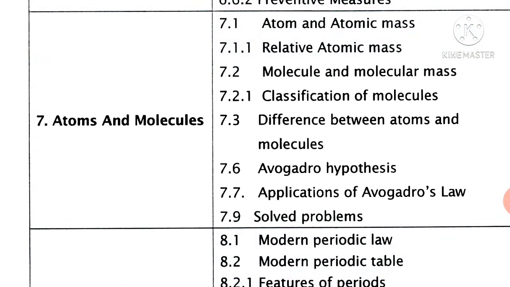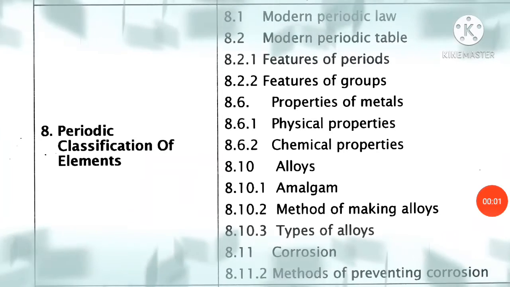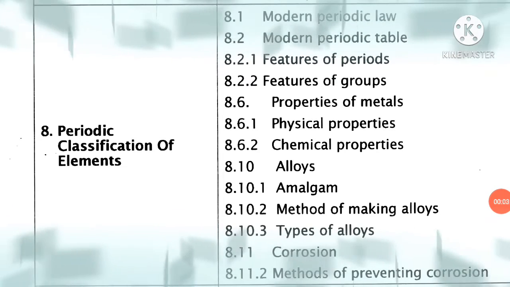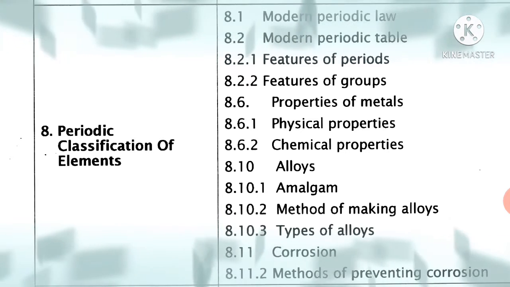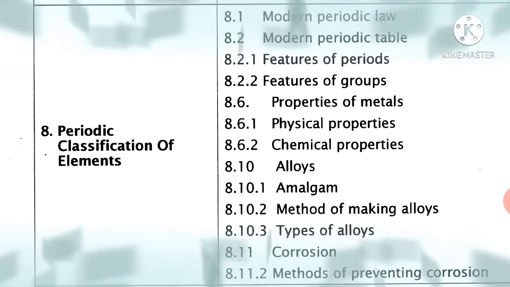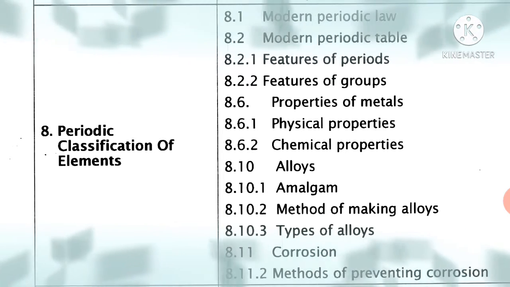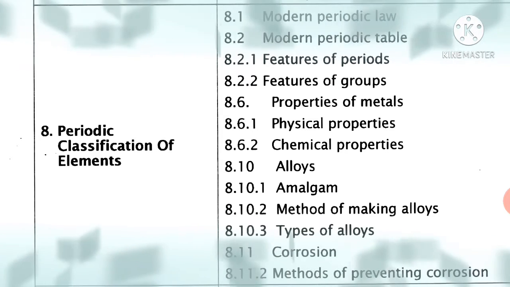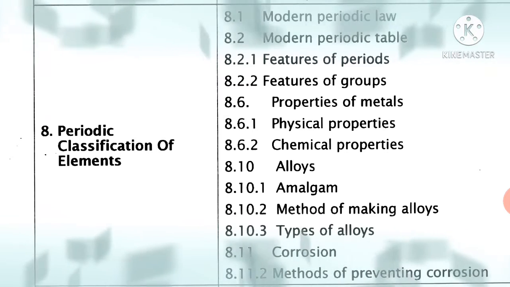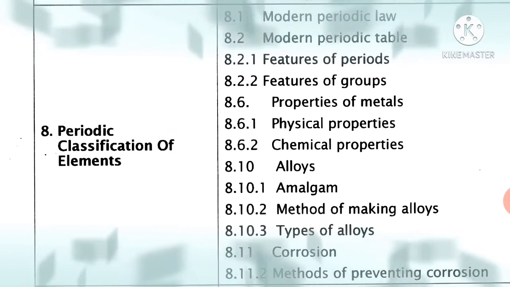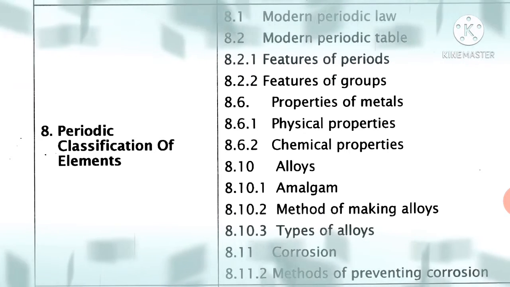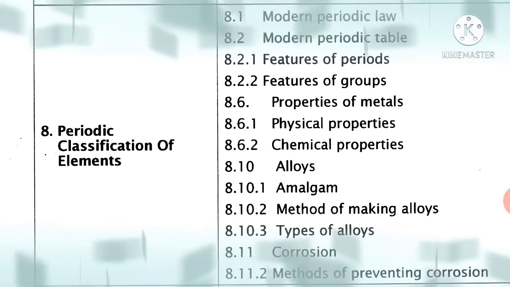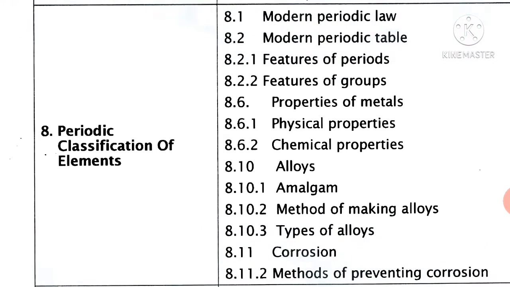7.9 Solved problems. Unit 8 Periodic classification of elements. 8.1 Modern periodic law. 8.2 Modern periodic table. 8.2.1 Features of periods. 8.2.2 Features of groups. 8.6 Properties of metals. 8.6.1 Physical properties. 8.6.2 Chemical properties.